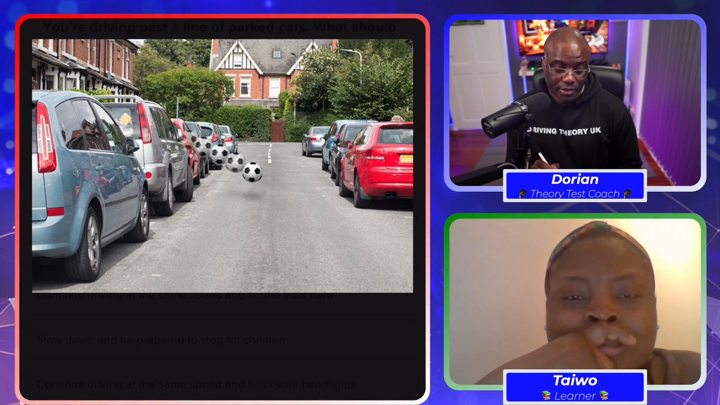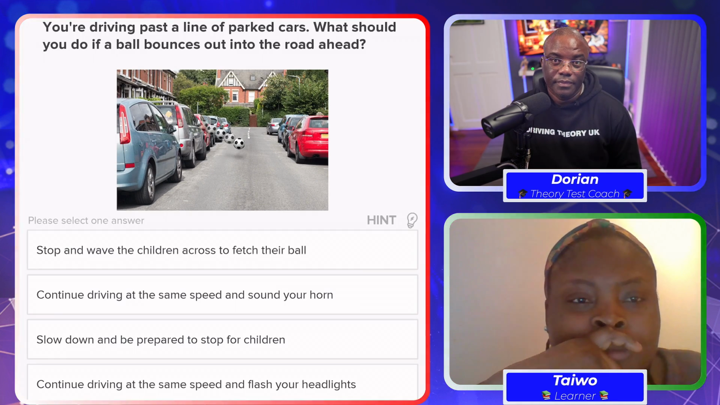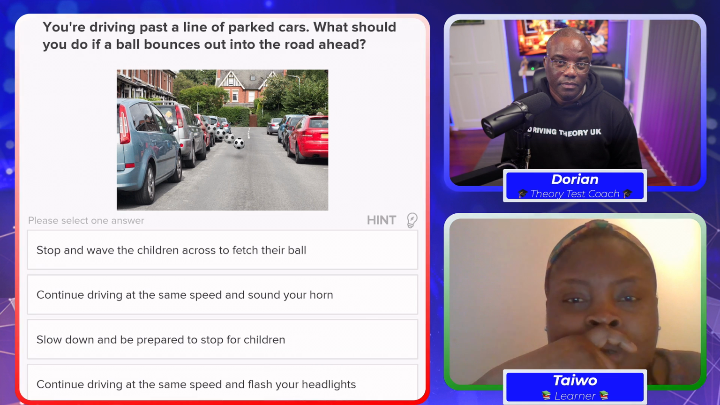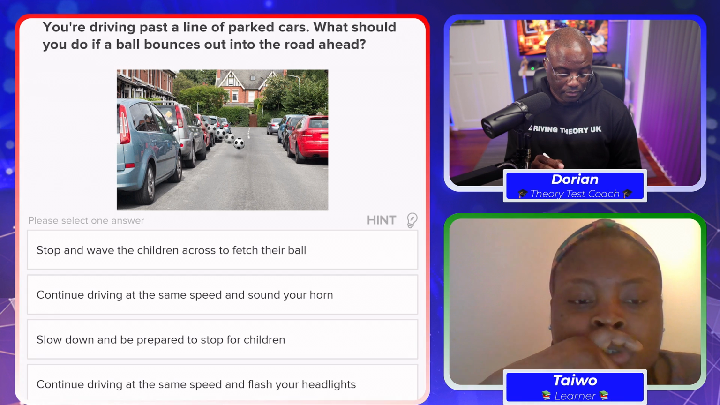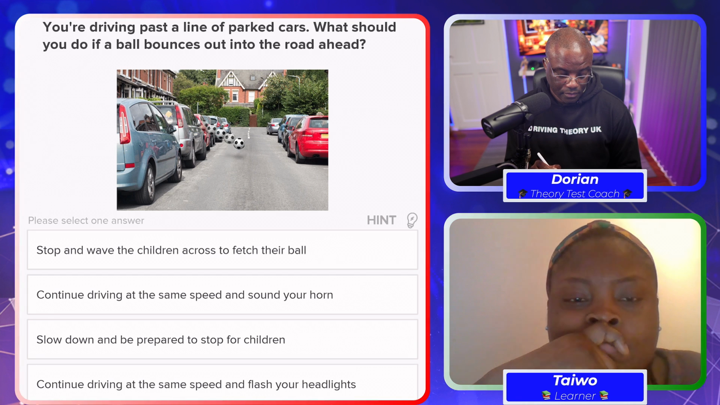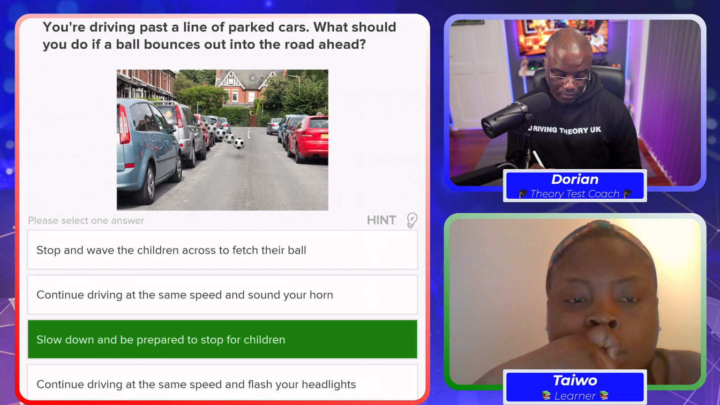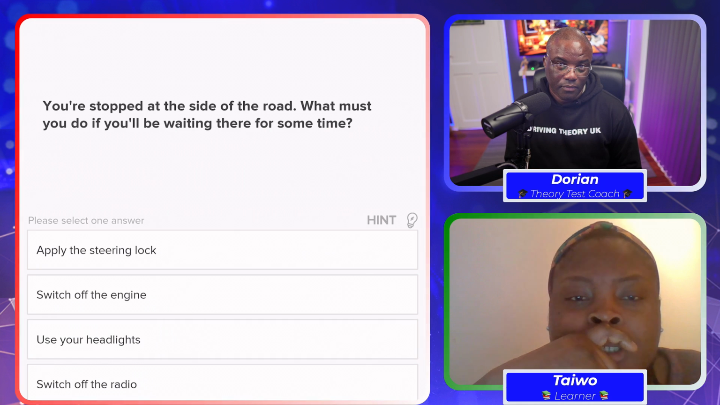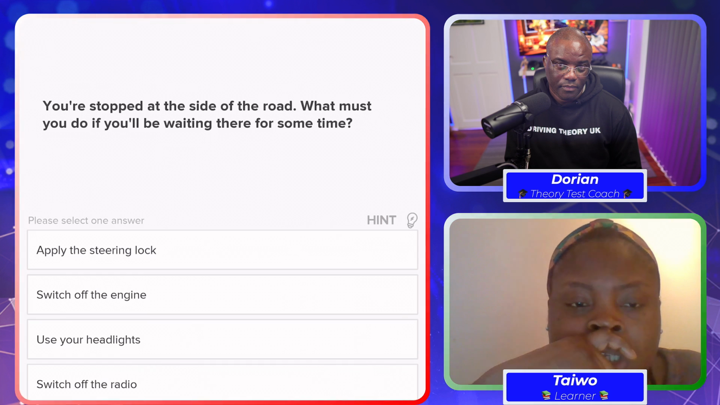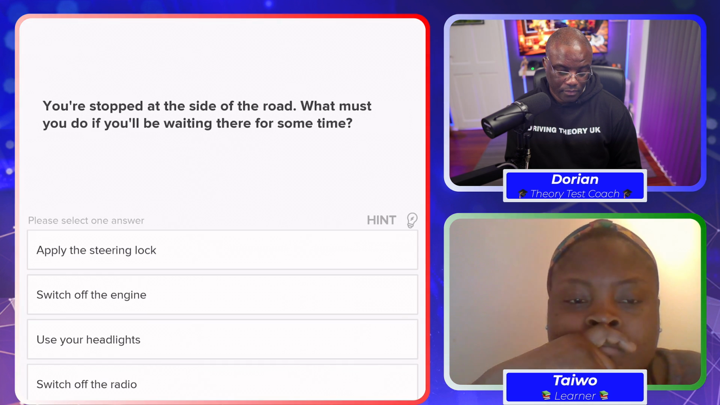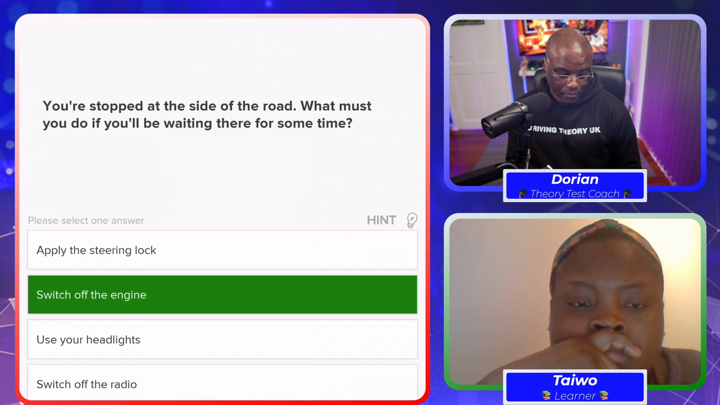There's the image. Yep. Children, obviously. You're driving past a school, what should you do if a ball bounces into the road? Slow down and be prepared to stop for children. C. You are stopped at the side of the road, waiting there for some time. You switch off your engine. B. Okay.